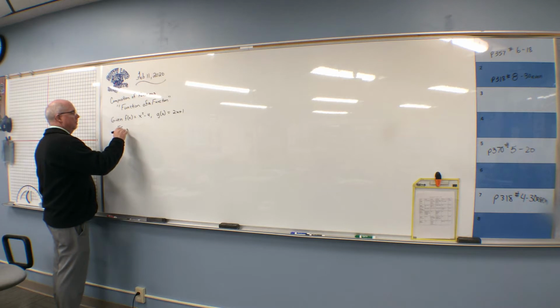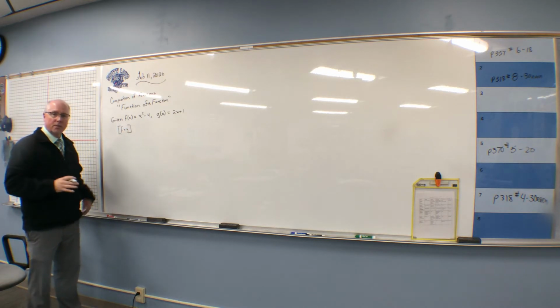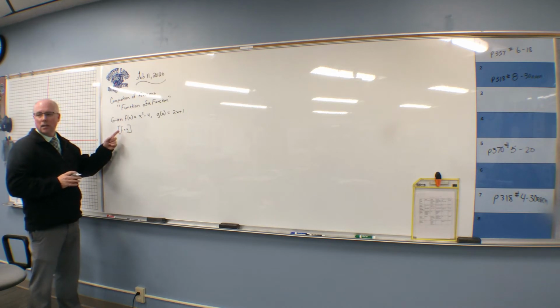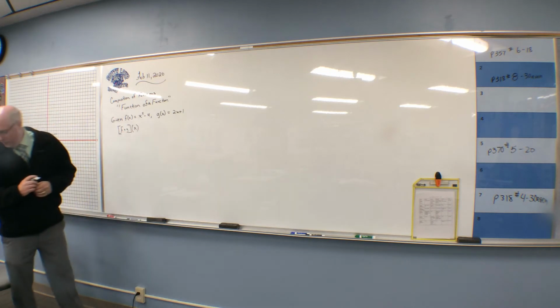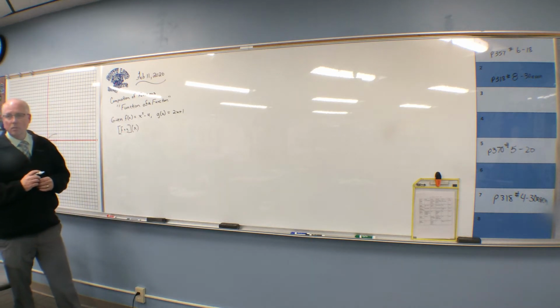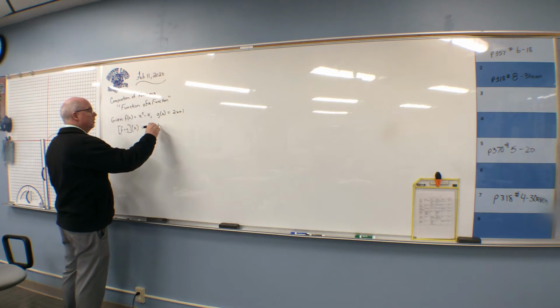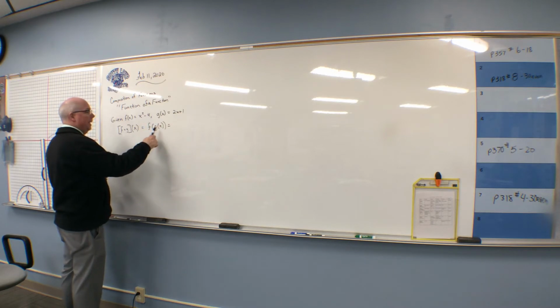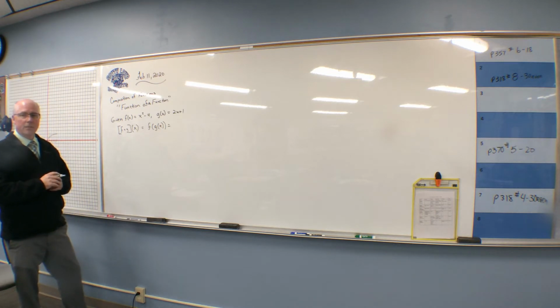Now you'll notice that when we were doing operations, a raised dot meant multiplication. This is a raised dot, but it's open. So it's f of g of x. You understand that? So it means that I can do this. It's taking the g function and putting it in the f function. This is a composition.